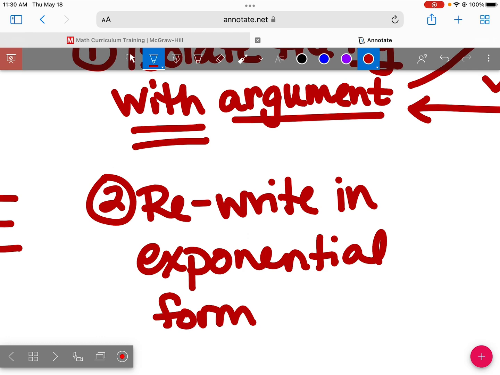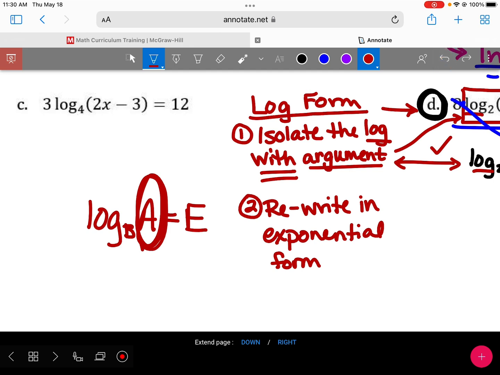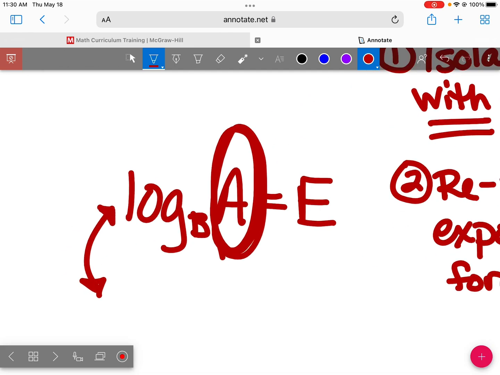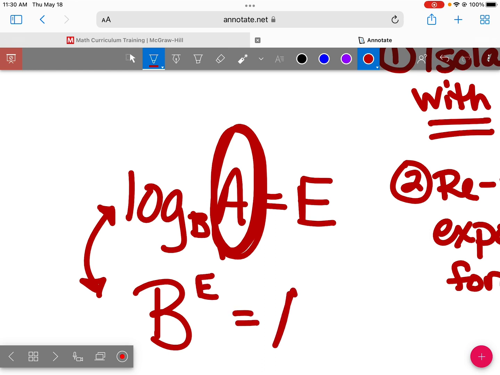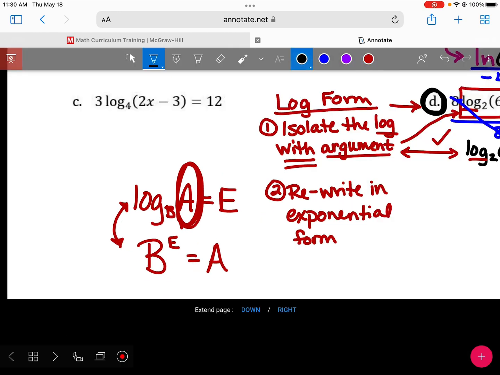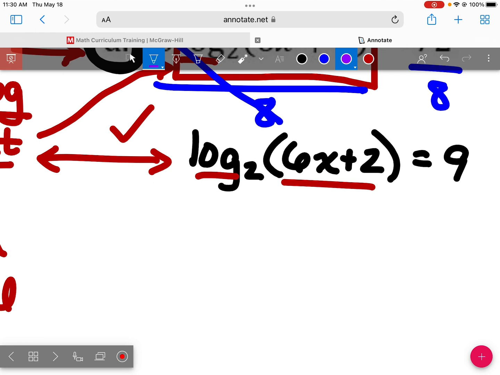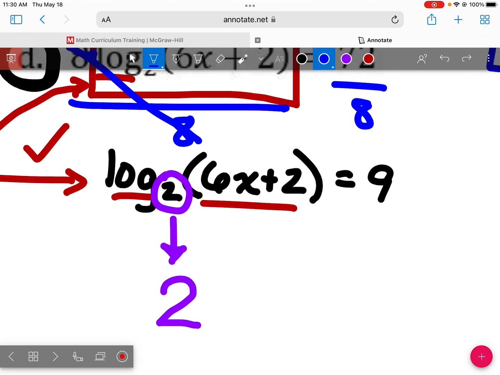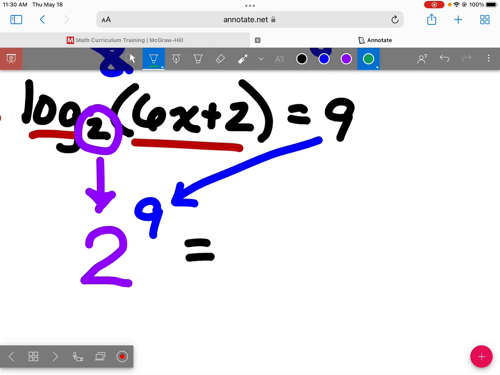We're going to rewrite this in exponential form. So exponential form starts with your base, then it has the exponent, and that will be equal to the argument. So what is the base on this log? 2. So we start with that. What is the exponent for this? 9. And that is going to be equal to what? 6x plus 2.